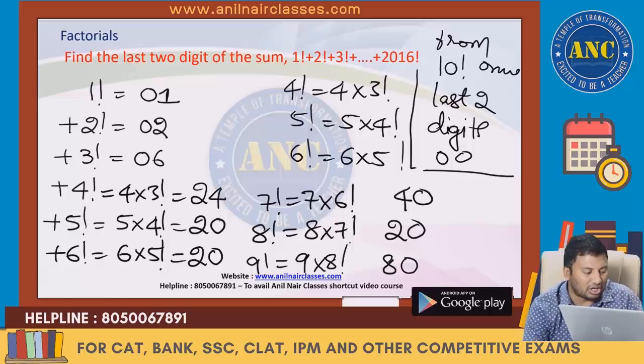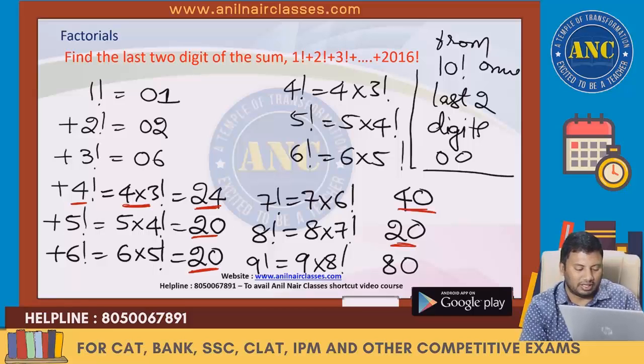Kindly don't solve that entire value. Again I am saying 4 factorial is 4 into 3 factorial. 4 sixes are 24. 5 into 24 is 120, so 20. 6 into 20 is 120, so 20. 7 into 20 is 140, so 40. 8 into 40 is 320, so 20. 9 into 20 is 180, so 80.